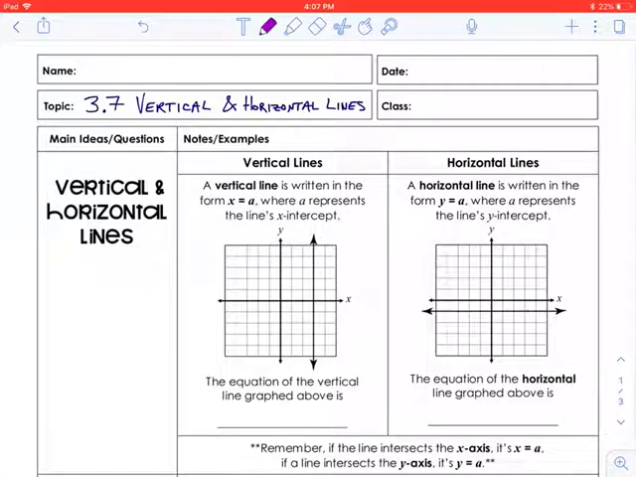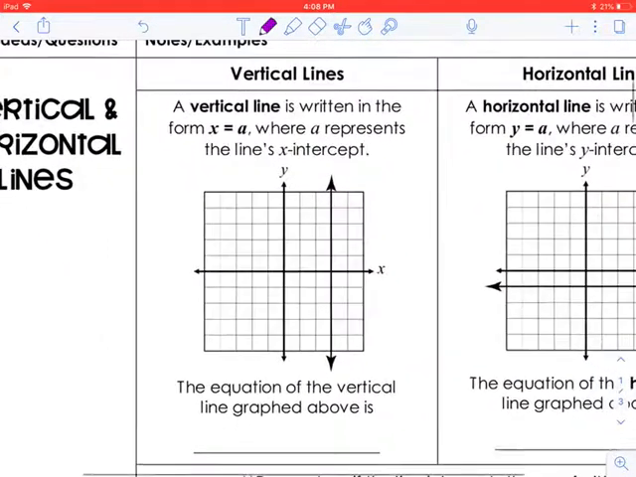All right, Algebra 1, we are looking at vertical and horizontal lines today, 3.7. We are looking at this because these equations look a little different from y equals mx plus b, but it all works pretty much the same way. These are just two special cases. So the first one, vertical lines.